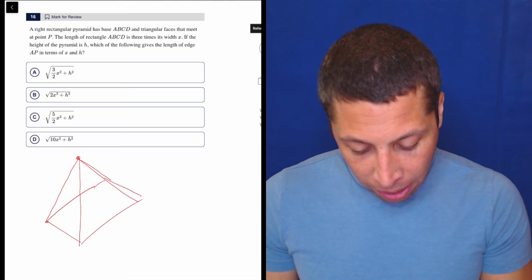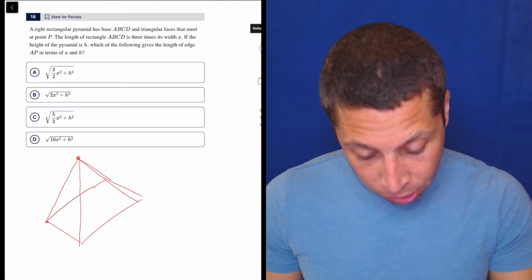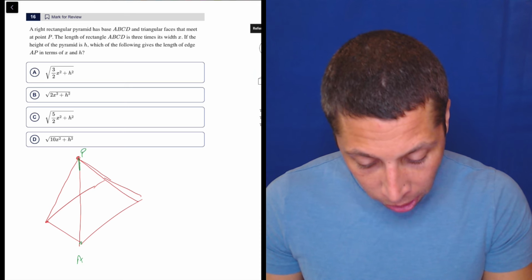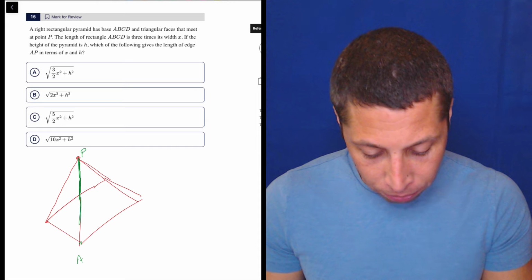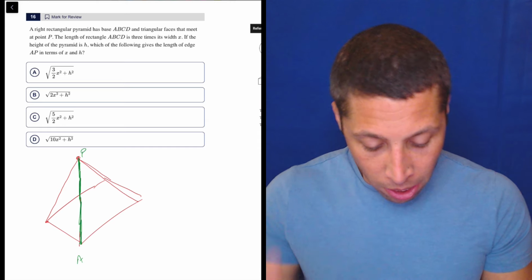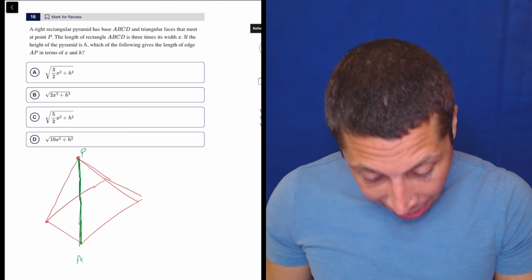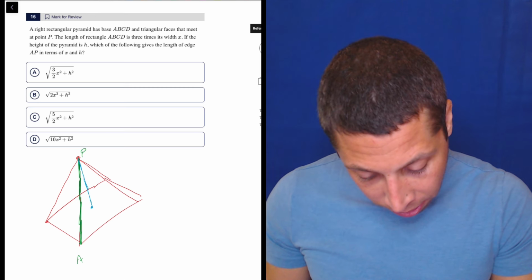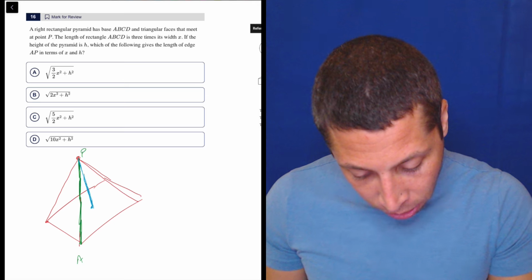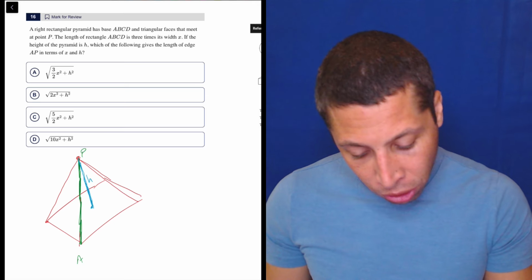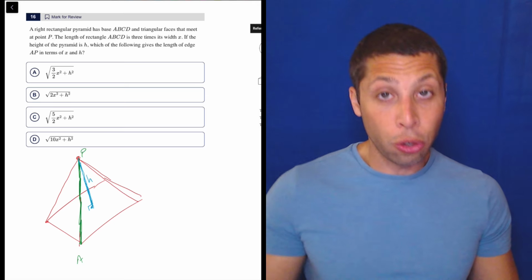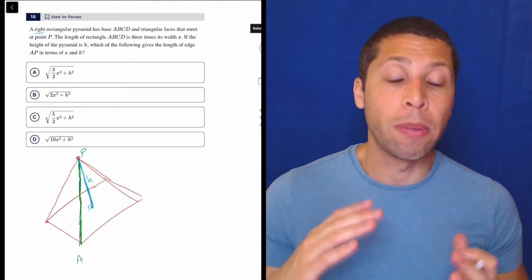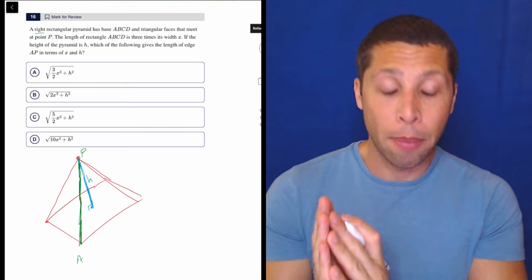And let's make it so that I'm interested in this one here. This will be P. This will be A. It doesn't really matter, but I want to draw it this way so I can see it right out front. So that's what we're interested in. Now, they also gave us the height, which is going to go from the point P down to the center, right? So this is where 3D gets tricky. All these angles are really tough. But that h is going to be perpendicular to the bottom.